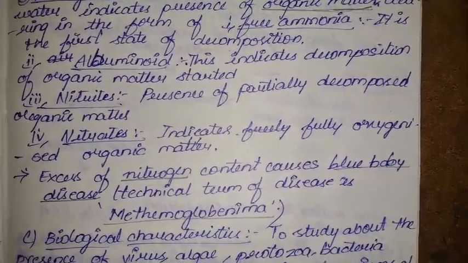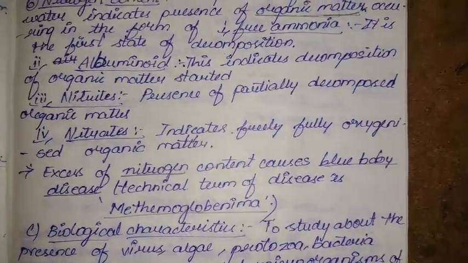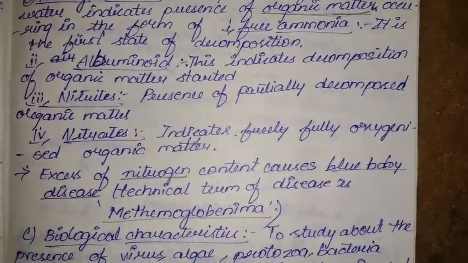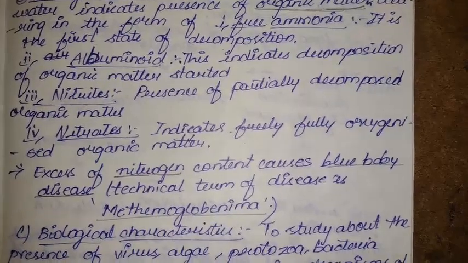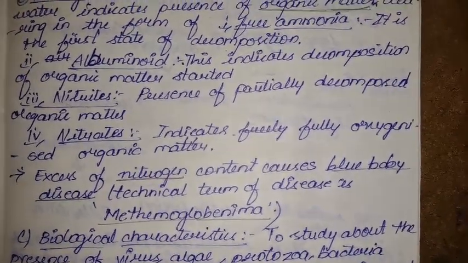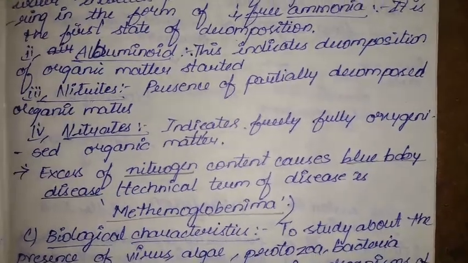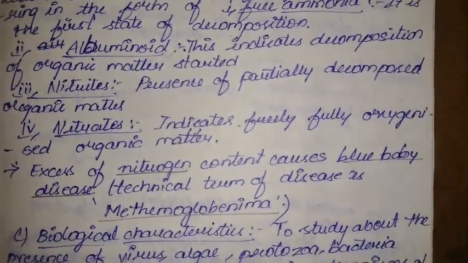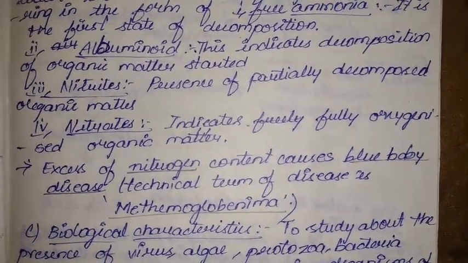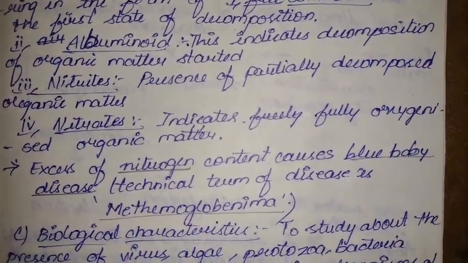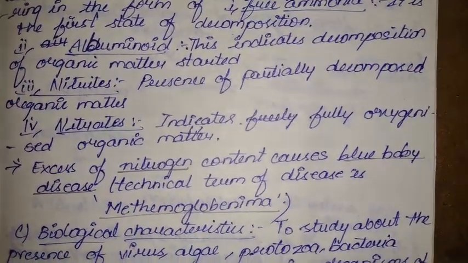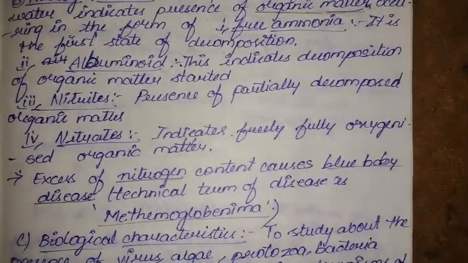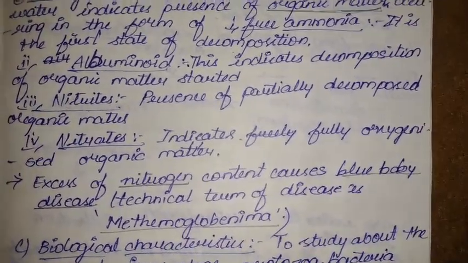And we have albuminoid. This indicates that decomposition of organic matter has just started. Next, coming to nitrite, it indicates the presence of partially decomposed organic matter, that is, it is a bit more decomposed in this state. And nitrate indicates fully oxidized organic matter, that is, decomposed. We have four forms of this. Even these terms are very important for competitive exams.